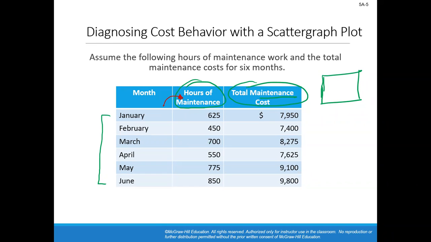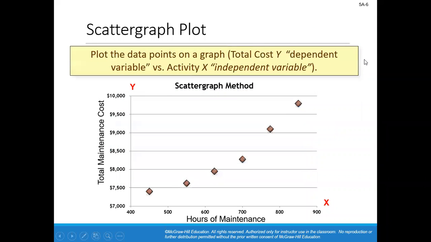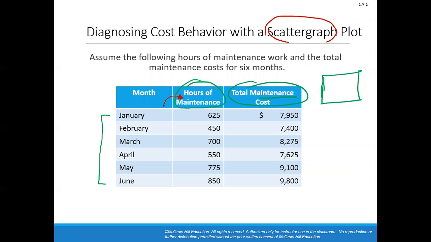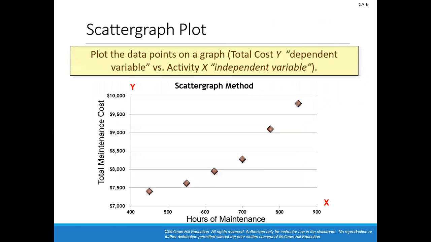So again, I would like to recall why we are doing this. We want to plot a scatter graph to find out whether it is really a mixed cost. If it is really a mixed cost, then we will try to identify which portion is fixed and which portion is variable, right? Okay. So let's plot the relation.